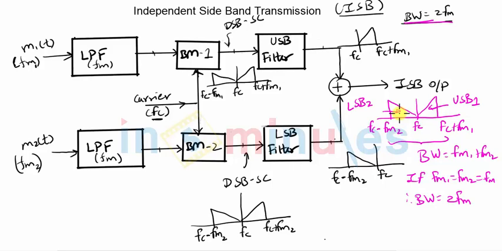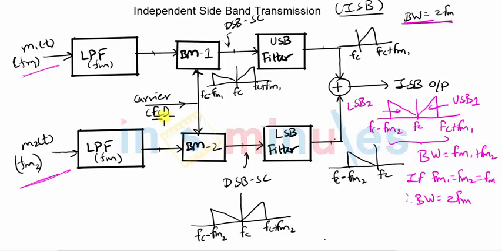Now, what is the advantage of doing this independent sideband transmission? The very first advantage is that I'm using the same carrier frequency. I do not require two different carrier frequencies to send the two different modulating signals. I'm using the same carrier frequency, and hence on the same transmission channel, I can transmit two different modulating signals which are independent of each other.